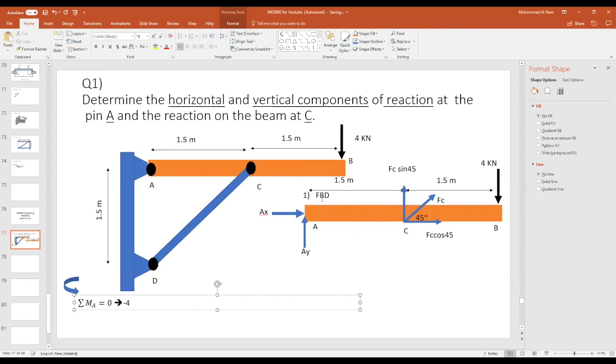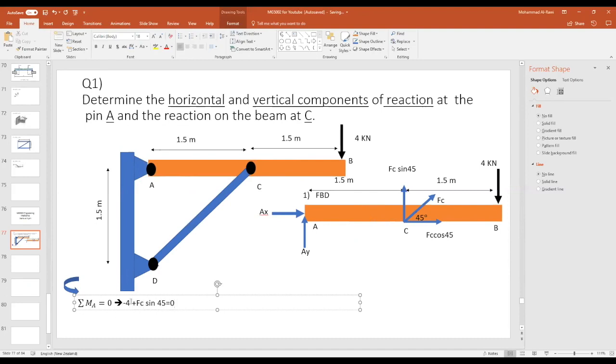If you look carefully, it will rotate counterclockwise. Therefore, it will be plus FC sine 45 degrees equals what? To 0. Now, one thing I missed here.